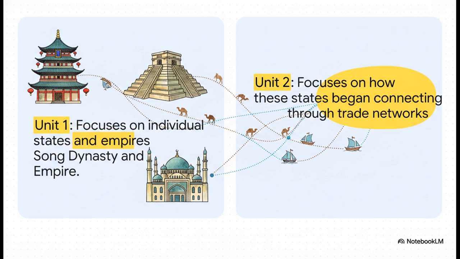Unit 1 is all about introducing the major players of the era. You've got the super innovative Song dynasty in China, the huge and culturally connected Islamic world, the Aztec Empire, and then bam! Unit 2 shows you how all these powerful regions started to connect through growing trade networks, like the Silk Road and the Indian Ocean routes.